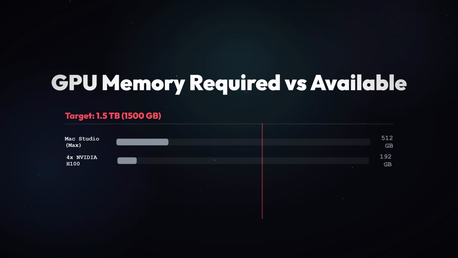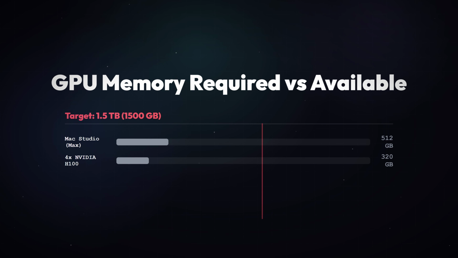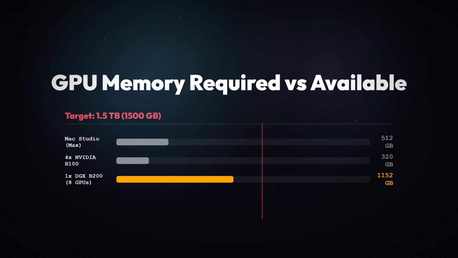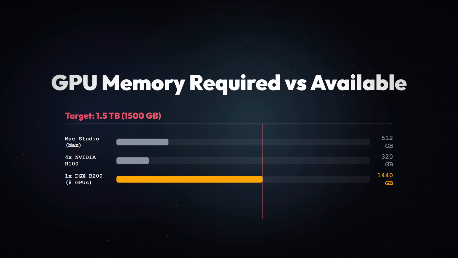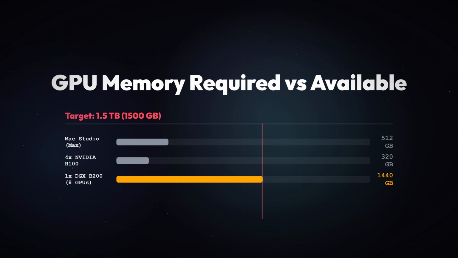4 H100s. That's 320 gigabytes of GPU memory total, less than a single maxed out Mac Studio. Also not enough. 1 DGX B200, 8 B200 GPUs, 1.44 terabytes of GPU memory combined. On paper, that's close to the 1.5 terabyte estimate. In practice, it leaves you maybe 40 gigabytes of headroom once you account for runtime overhead, context, and serving software. Technically at the floor, not a setup I'd call practical.